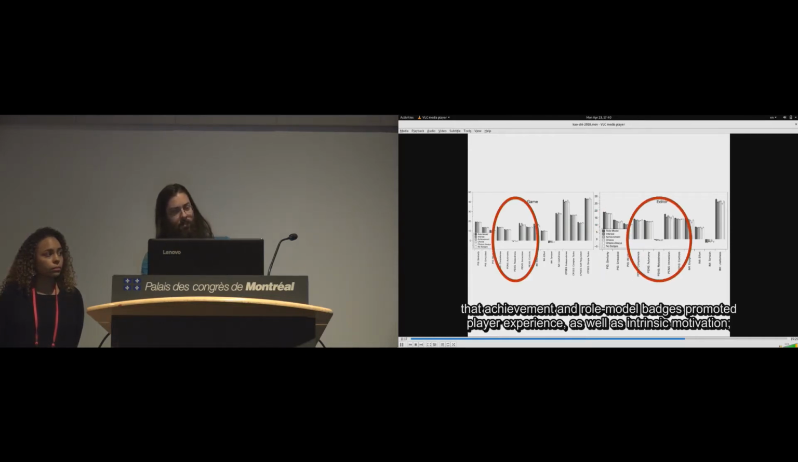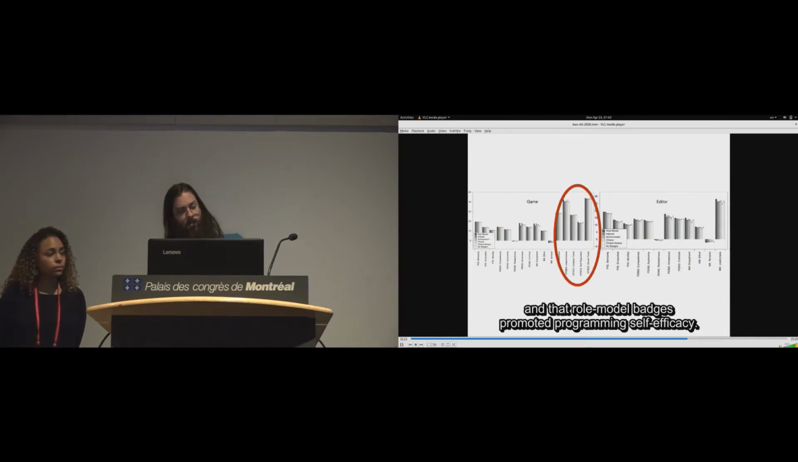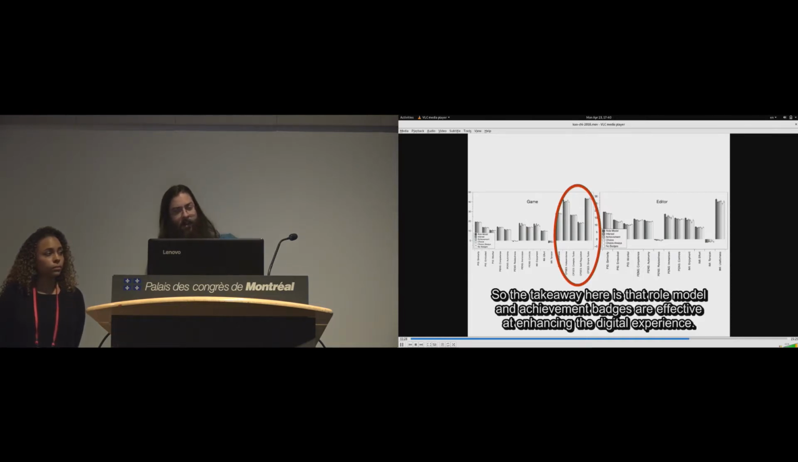The achievement and role model badges promoted player experience, as well as intrinsic motivation. And role model badges promoted programming self-efficacy. So the takeaway here is that role model and achievement badges are effective at enhancing the digital experience.